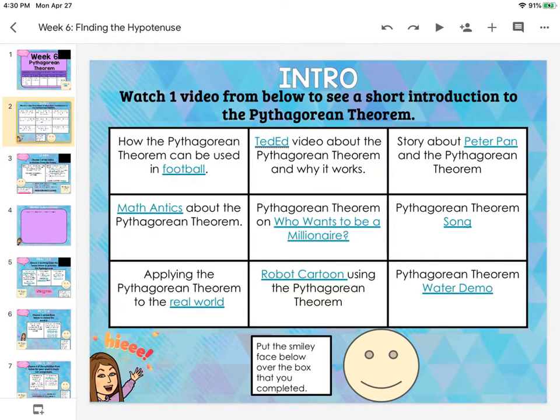Check this slide for your introductory video, and put the smiley face over the video that you chose. So if you chose to watch the song, you're going to slide the smiley face over the song so we know which video that you watched.